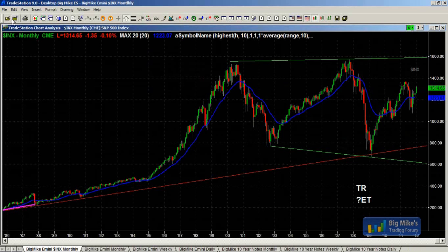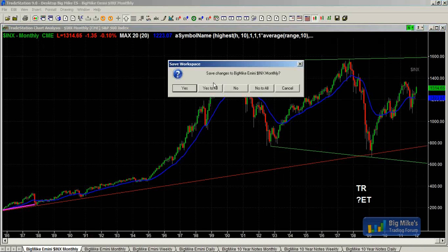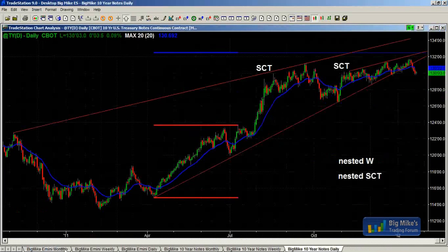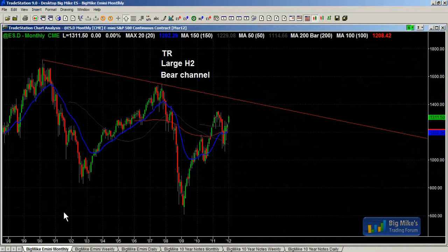Okay, I've already talked about the cash index. I'm closing out the windows after I talk about that. E-mini monthly, okay. What do I see? To me, I see the market went up and down and up and down and up.